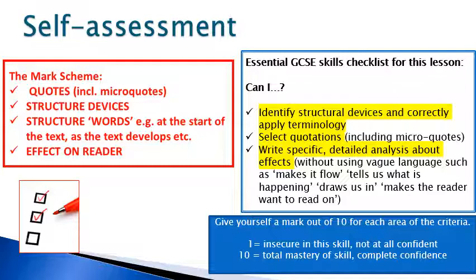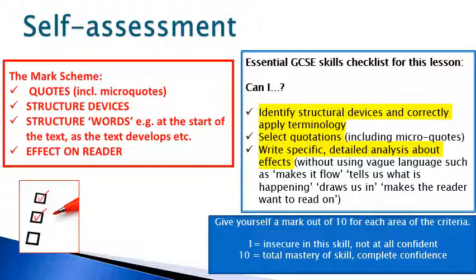Okay, when you're ready to unpause and continue, you're then going to do some self-assessment. So the mark scheme is quotations, including micro quotations, structured devices, like those ones that we talked about at the beginning, cyclical structure, repeated motif, narrowing perspective, climax, whatever. You're also going to use structure words. So at the start of the text, as the text develops, we see later. This builds on an earlier idea when, anything that talks about where things appear in the text, and then equally the effect on the reader, what it does to us.